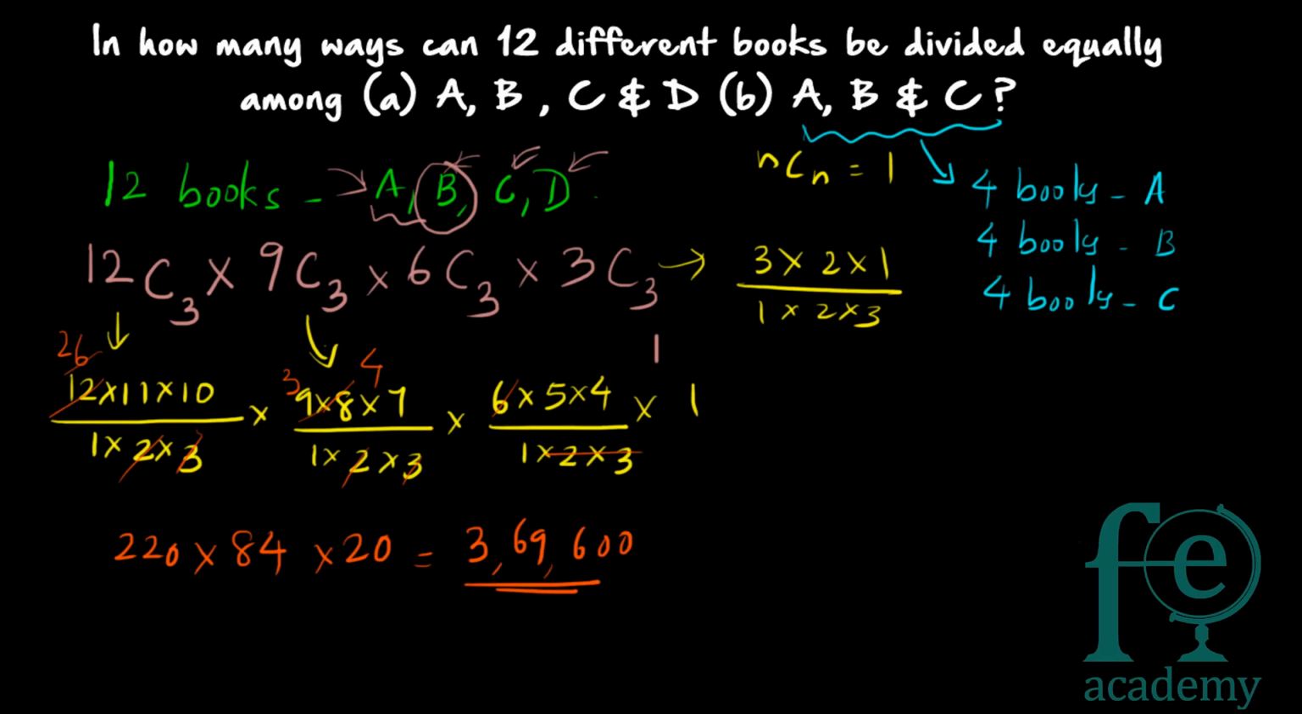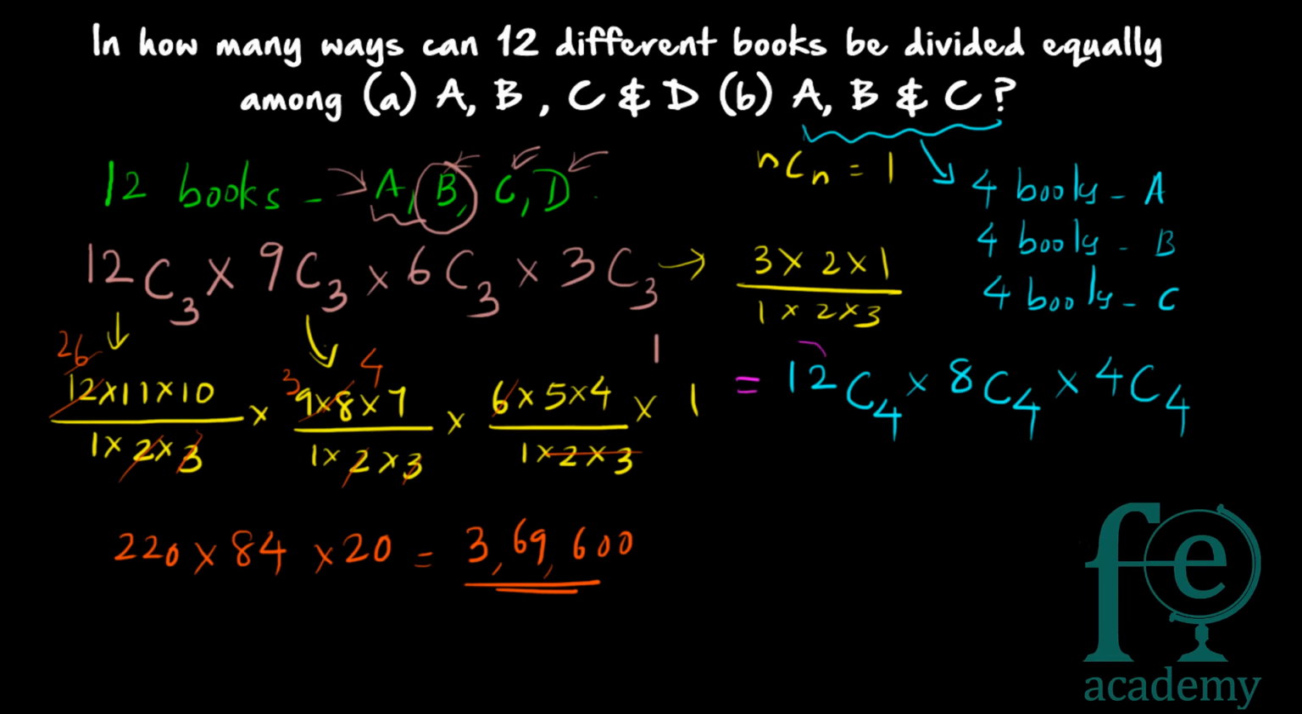So how many ways can we give 4 books to A? There are a total of 12 books and you are selecting 4 books out of that. So 12 C4 ways you can select 4 books from the total of 12 books. Now how many books will be remaining? 8 books will be remaining, and you are selecting again 4 books from that and giving to B. At last, there will be only one way of giving: the remaining 4 books are given to C. So it is 12 C4 into 8 C4 into 4 C4.